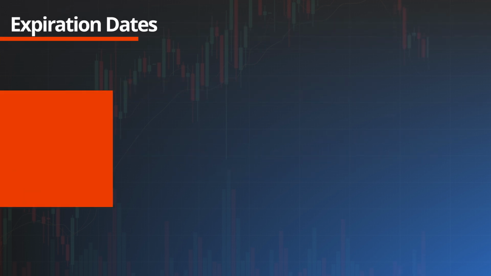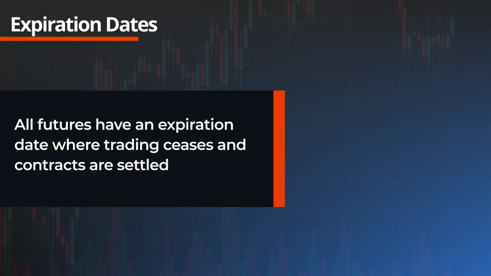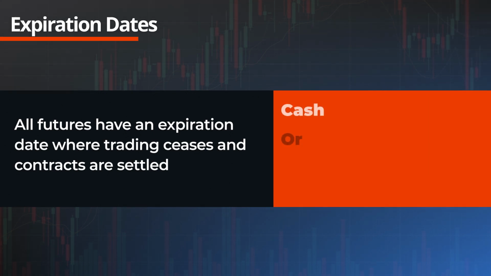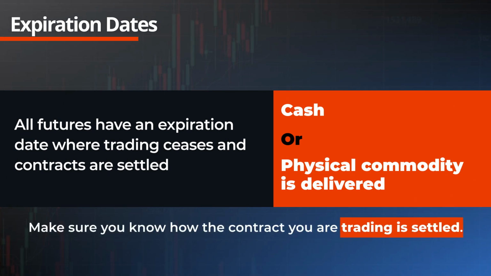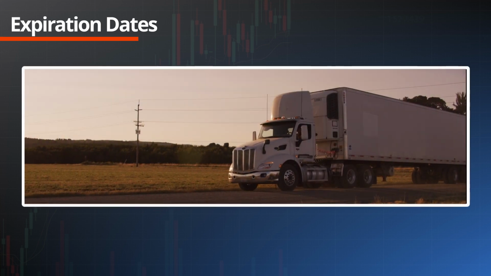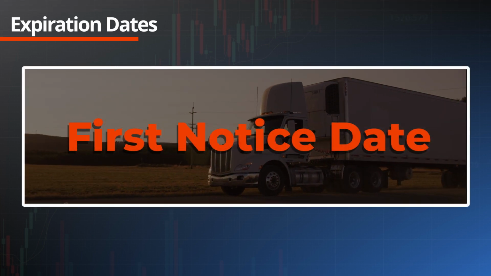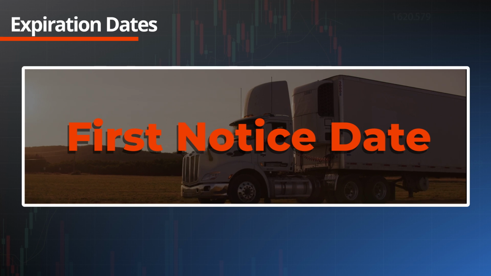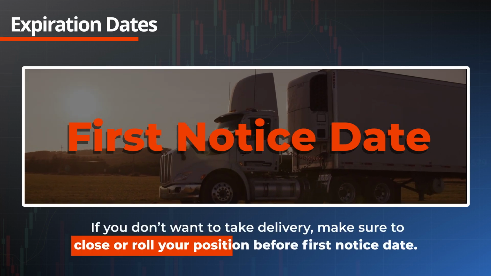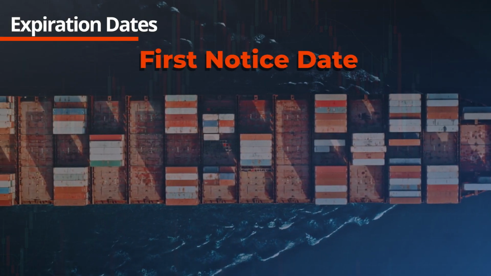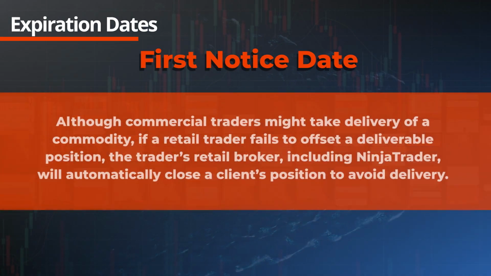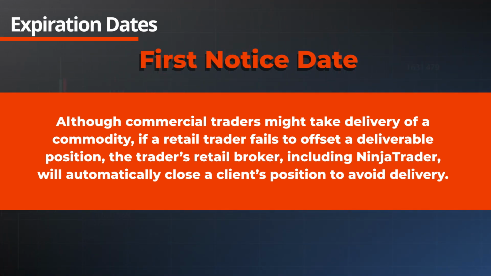Expiration dates. All futures have an expiration date where trading ceases and contracts are settled into either cash or the physical commodity is delivered. Make sure you know how the contract you are trading is settled. Physically delivered futures have a specification called first notice date, which is the first date a buyer can be assigned delivery. If you don't want to take delivery, make sure to close or roll your position before first notice date. Don't worry, although commercial traders might take delivery of a commodity, if a retail trader fails to offset a deliverable position, the trader's retail broker, including NinjaTrader, will automatically close a client's position to avoid delivery.